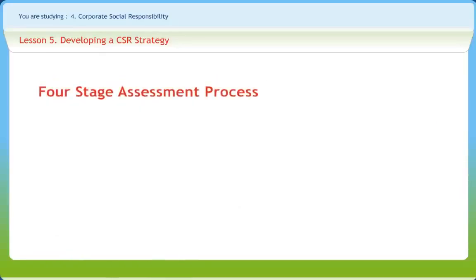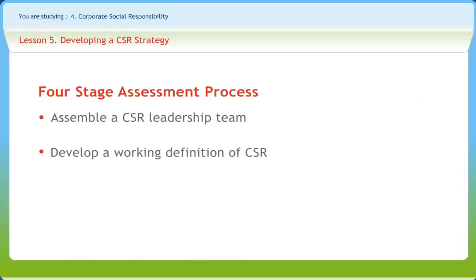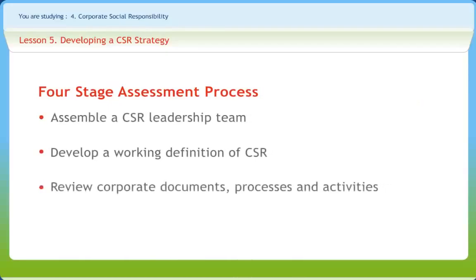A four-stage CSR assessment process requires to assemble a CSR leadership team, develop a working definition of CSR, review corporate documents, processes and activities, and identify and engage key stakeholders.